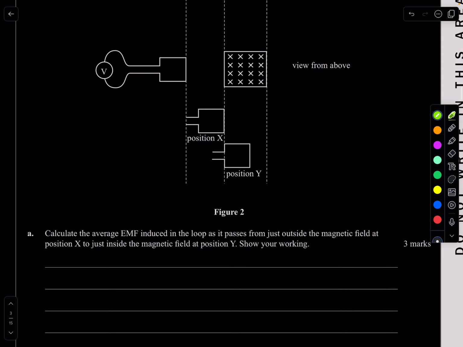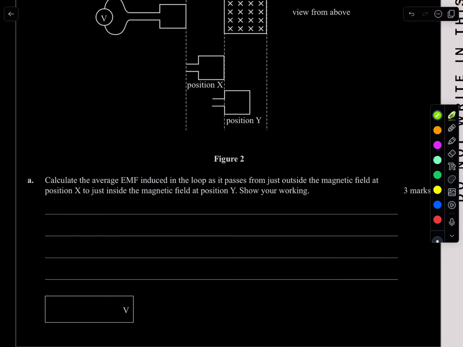Calculate the average EMF induced in the loop as it passes from just outside the magnetic field at position X to inside the magnetic field at position Y. Show your working out. So from position X to position Y, there will be a change in flux.